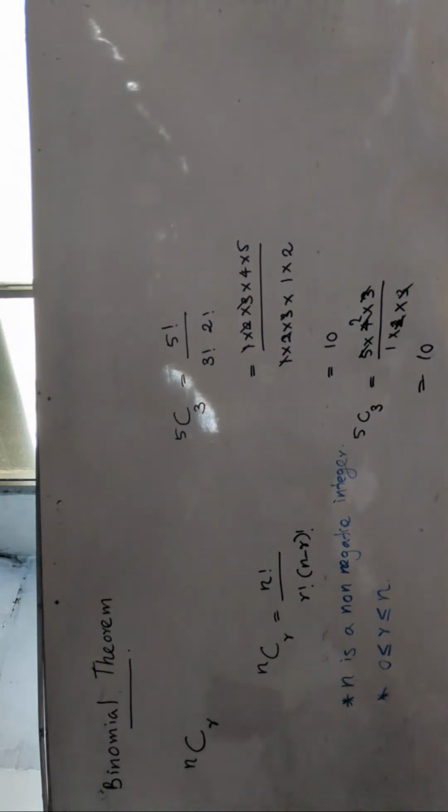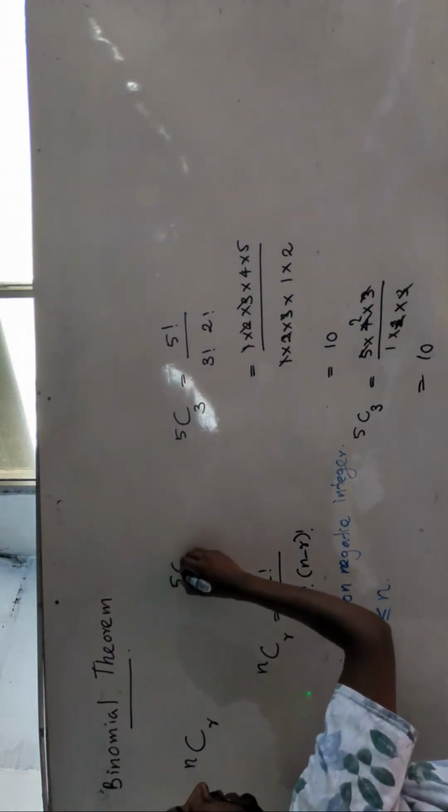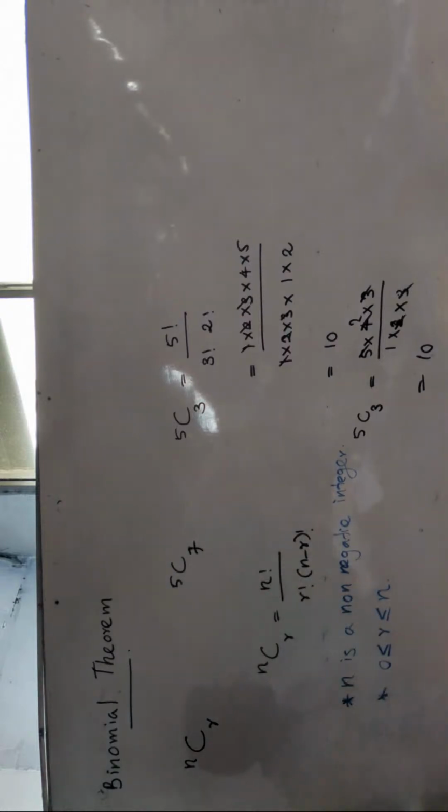Now that means this is impossible. There can't be this kind of thing, 5C7.